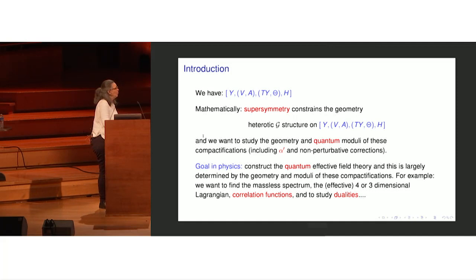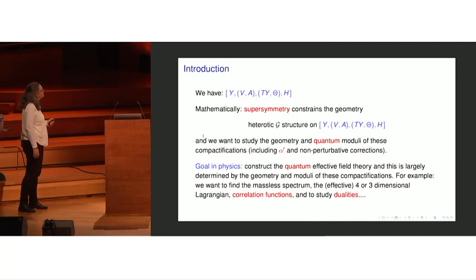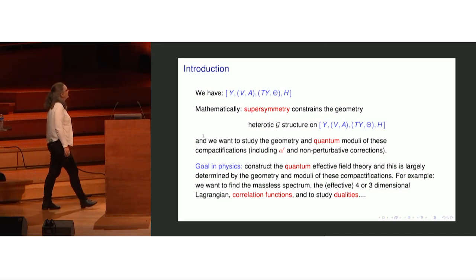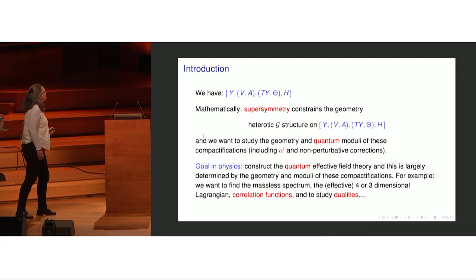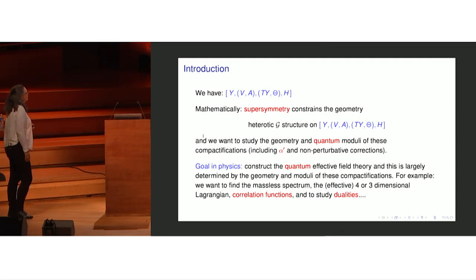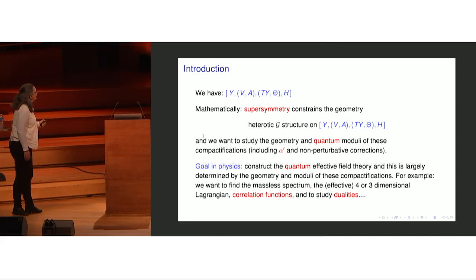So what we have is a quadruple, right? We have a manifold, a bundle with connection, the tangent bundle with its connection, and the flux. So mathematically, supersymmetry will constrain this geometry, right? And I'm going to call these geometries heterotic G structures. And I will explain what they are.